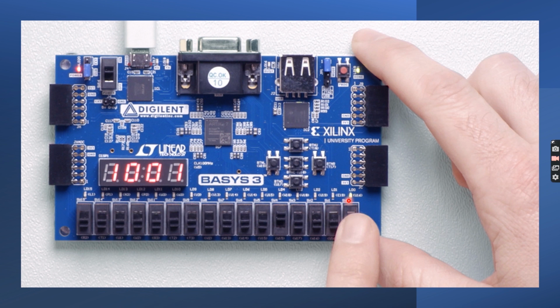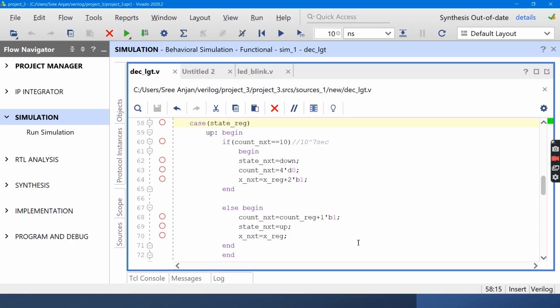After that the LED should jump to the next one, so I incremented the X-edge by 1 bit. Else it will stay in the same LED and the same state, and the count will keep incrementing, like for 1 bit 00, 01, 10, 11, up to 10.